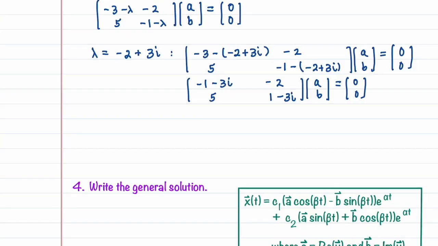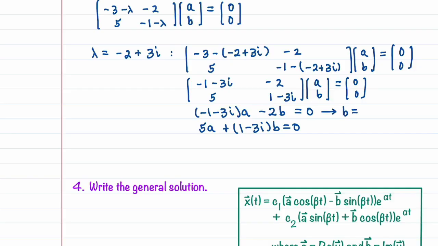Now let's find our equations. If we multiply this out, we get minus 1 minus 3i times A minus 2 times B is equal to 0. And then we'll do the next one, 5A plus 1 minus 3i times B is equal to 0. It doesn't really matter which one of these we choose to solve. They're actually equivalent, even though it's a little hard to tell that because of the complex numbers. I'm just going to choose to solve the first one, and I'm going to solve this for B.